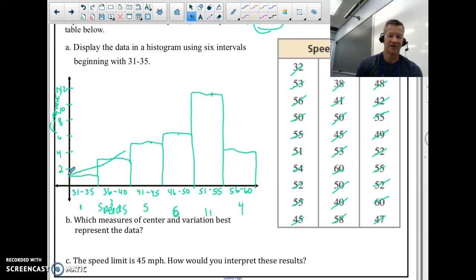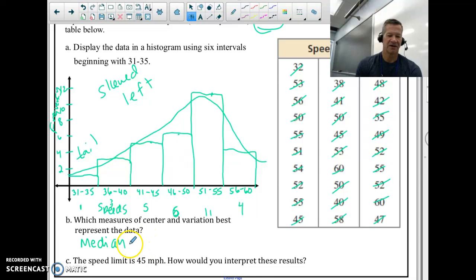Well, if we look at the shape of the data first, we can see that most of the data is on the right. So there's definitely a tail over here on the left side. So we would say this data is definitely skewed to the left. Now, what does that mean? Well, whenever data is skewed left, the median is going to be the best measure of center. The reason is because the mean will be higher than it should be because of all this data that's on the right. So whenever the data is skewed, you're going to want to use the median.